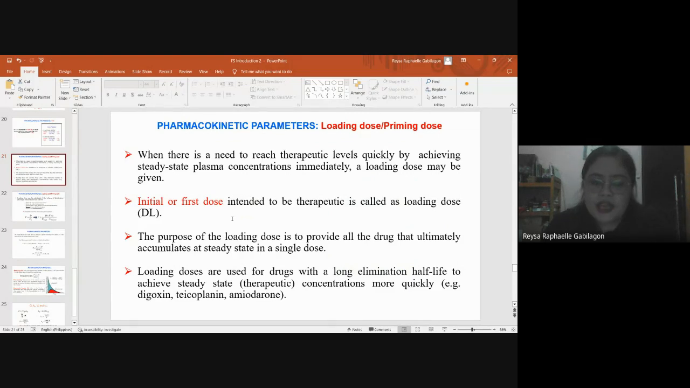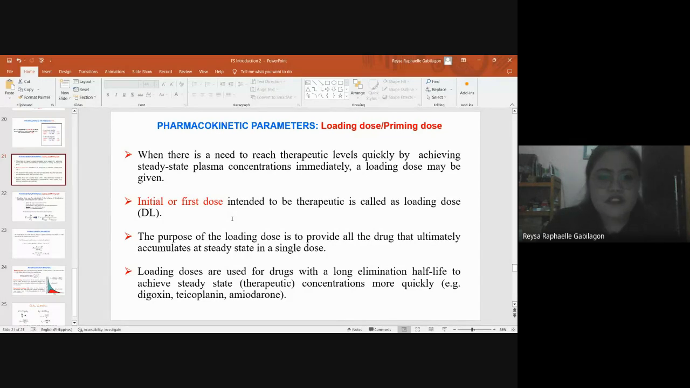And then, this one naman is for the loading dose. So, syempre, the loading dose is the initial dose we give to our patient, and our main goal, our main purpose is to just reach the steady state concentration quickly. Okay? So yan yung reason why we give loading doses. So this is used actually for drugs with a long elimination half-life. Para again, ma-achieve natin agad yung steady state concentration.